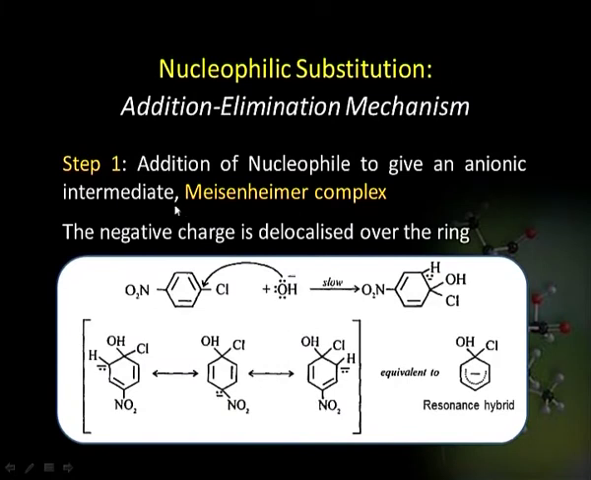So, let us look into these steps in detail. The first step is addition of nucleophile to give an anionic intermediate. This anionic intermediate is called Meisenheimer complex. This is the hydroxide ion, which is the nucleophile. It attacks the carbon which is bearing this halogen atom and gives rise to this Meisenheimer complex, the anion, and this anion is actually in the resonating state. The negative charge on the anion is delocalized over the whole ring. As a result, it is quite stable, and this is the resonance hybrid of this particular structure.